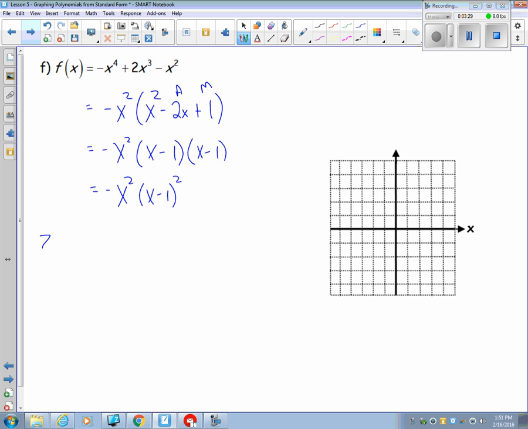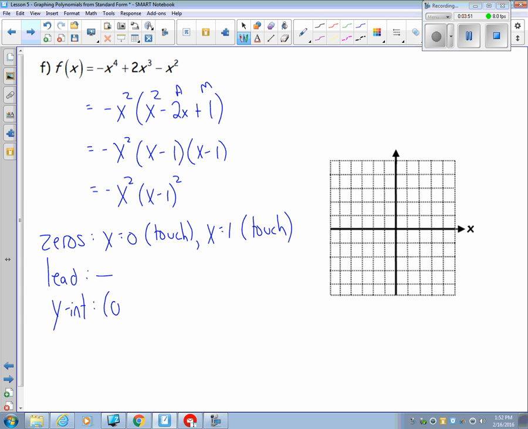So now when I write my information, what kind of zeros do I have? I've got 0, and that's a touch. And I've got x is 1, and it's a touch too. Okay, they're both powers of 2 exponents. So these are touching zeros. My leading coefficient is negative. My y-intercept. Okay, if I put 0 in for x, I get 0 out.